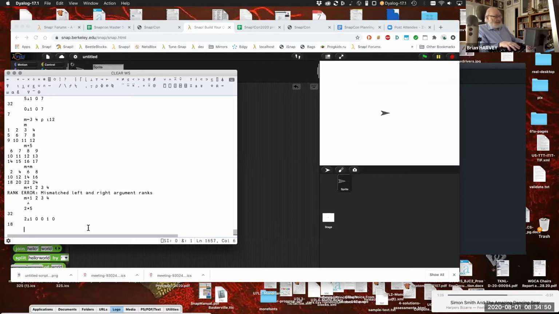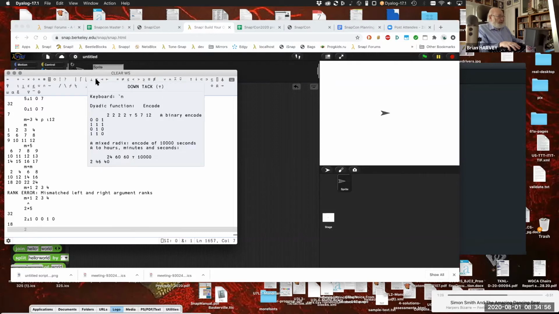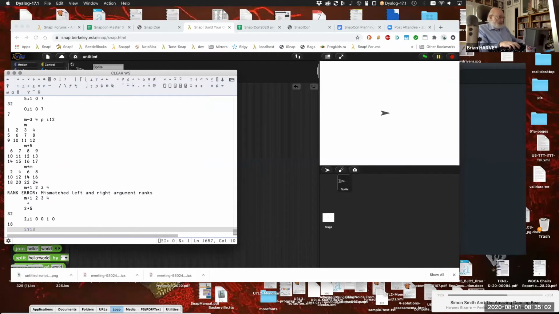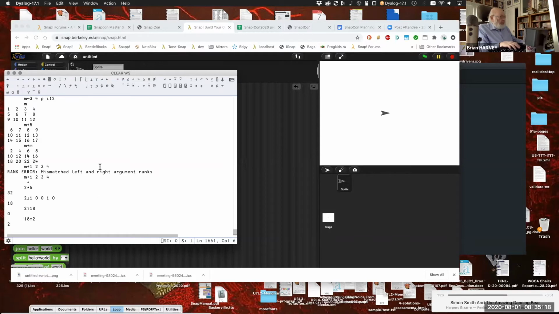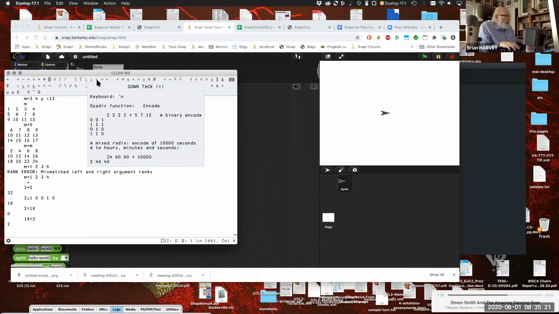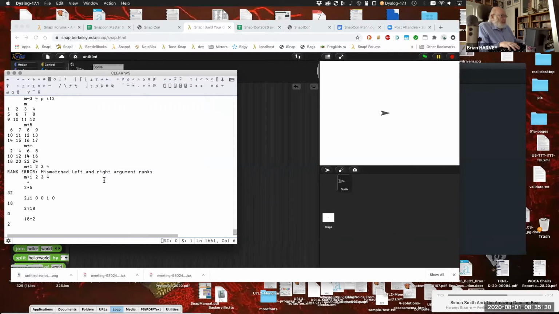Or alternatively, we can do right side up T. It's called down tack. 18. Oops, maybe we can't. Do I mean 19 down tack 2? Nope. What do I mean? Ah, yes. It has to be a whole vector full of 2s. I was right. This is all wrong, but this is almost right.